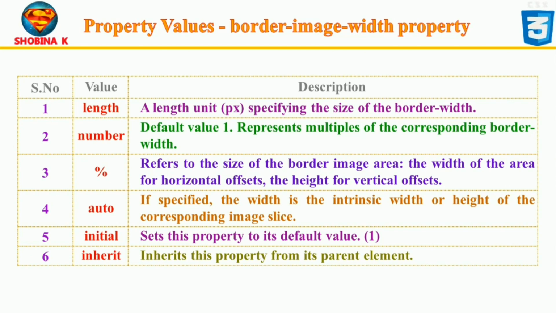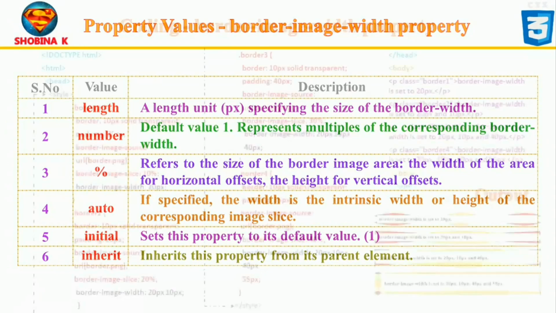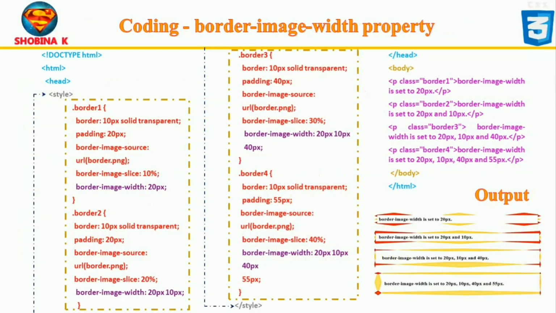Percent refers to the size of the border image area, that is the width of the area for horizontal offset and height for vertical offset. If the value is auto, the border width is made equal to the intrinsic width and height of the corresponding border image slice property. Initial will set this property to its default value. Inherit will inherit this property from its parent element. Here is an example for border image width property with different values.